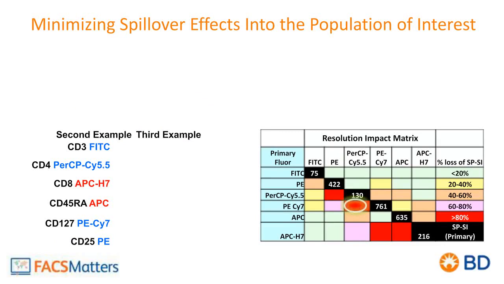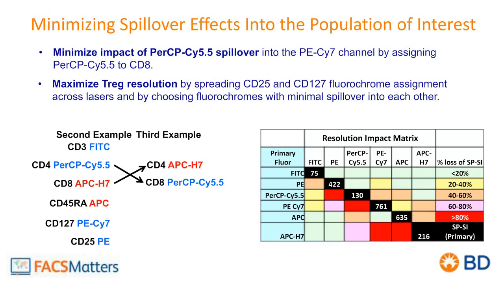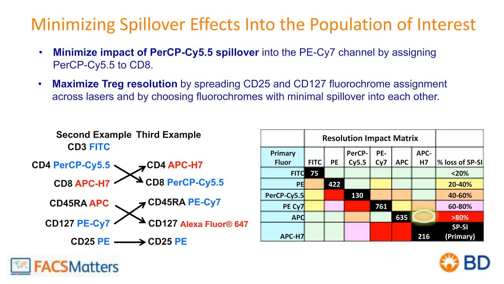So let's go back to the RIM table. As I said, we looked at here, we said PE-Cy7 really is impacted horribly by the PerCP. You're going to have to make some choices. So how about if we take the PerCP and put it on CD8? The T-reg cells do not express CD8, therefore the PerCP is not going to cause us any problem. We can then make other changes. We can take the CD8, put CD4 on APC-H7. APC-H7 is not going to affect the PE-Cy7 very much. It's dim. We can take the PE, leave it the same. Take the APC, we'll essentially convert it, use it on the CD127, now using Alexa Fluor 647 because we don't have that in APC. And then we can take the other ones and change the other ones.